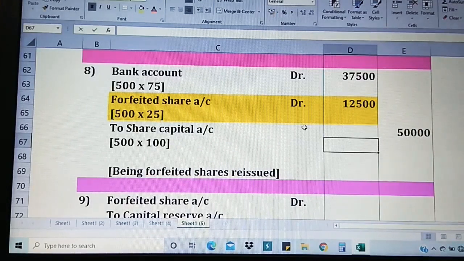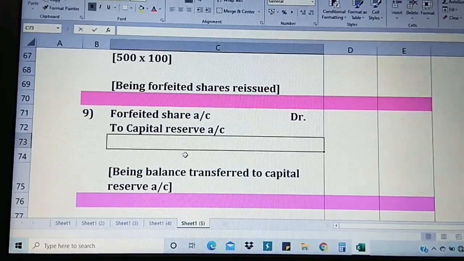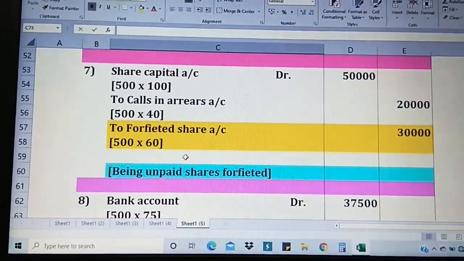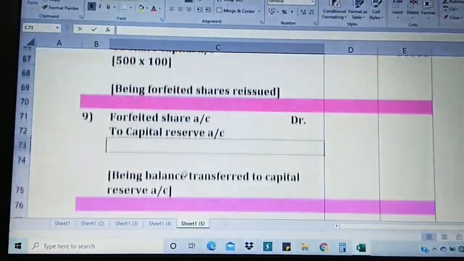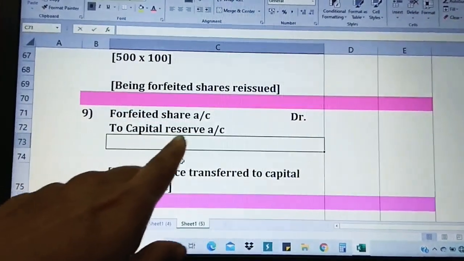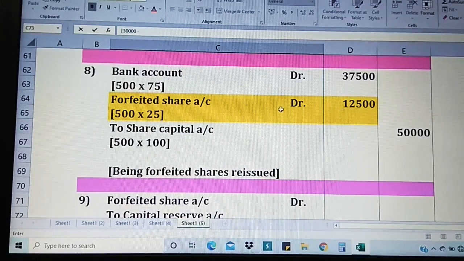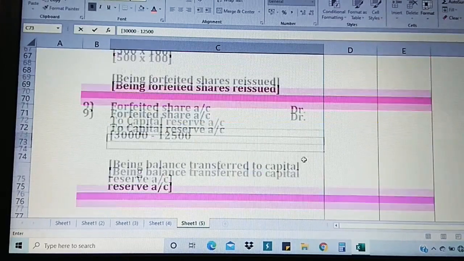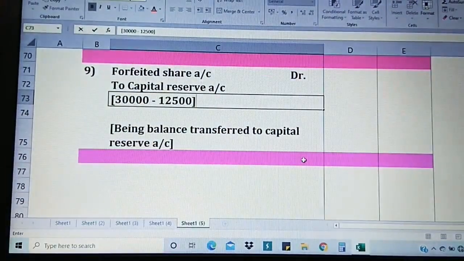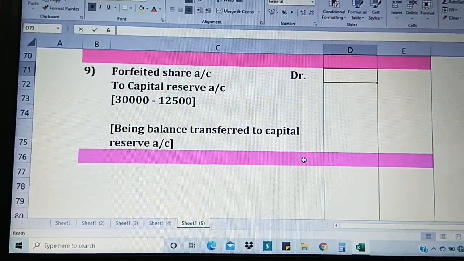Next, moving on. Being forfeited shares reissued, we have entered the last entry. We have to find out whether there is a profit or a loss on the reissue. So what is credited? 30,000. Observe, forfeited share account debited to capital reserve account. This entry will be the same. I need not say it again and again. 30,000 minus what is being debited here. Could you all see, which is highlighted in yellow color here? 12,500. So I have to take that. We have to minus now, and let us check what is the profit.